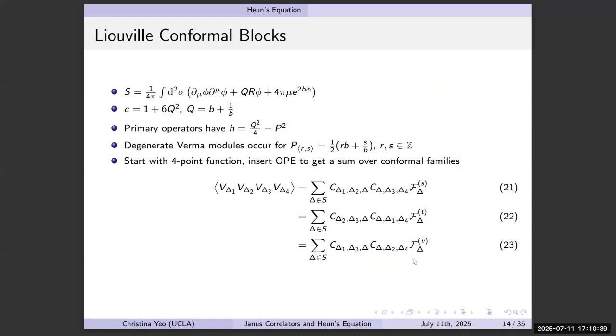But when we have this 4-point function and insert OPEs between different channels, we get the S, T, and U channels. We are going to take the S channel because it's the simplest. Here c is actually 1 plus 6Q squared, which is non-vanishing.